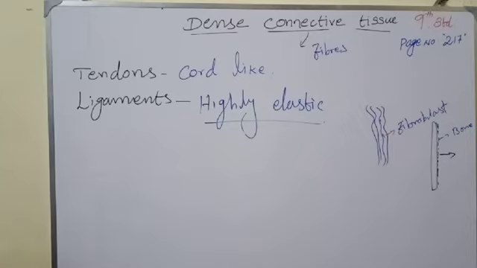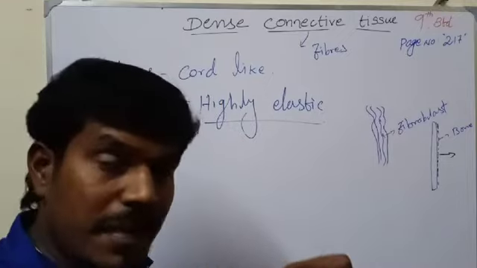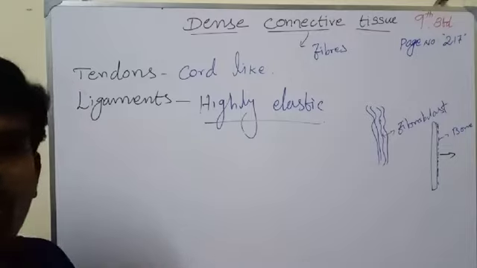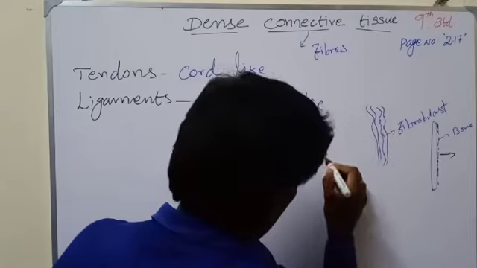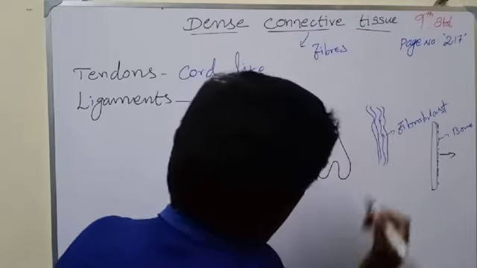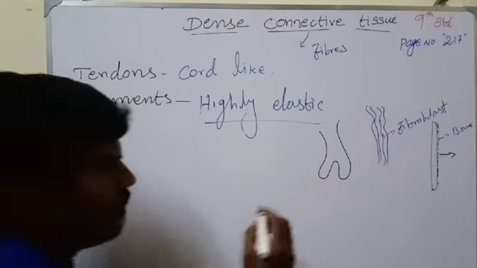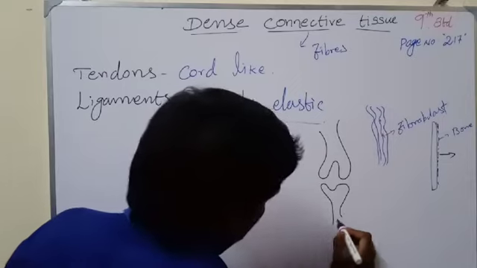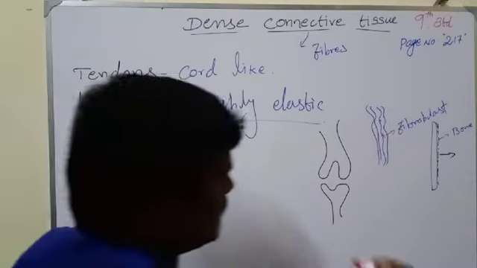And the structure has great strength, connecting bone to bone. But tendons connect the skeletal muscles to the bone, while ligament connects bone to bone. That means maybe a bone is present like this, one movable bone, and here one more bone. Here they are connected. Where the ligament is present, the bones are connected.